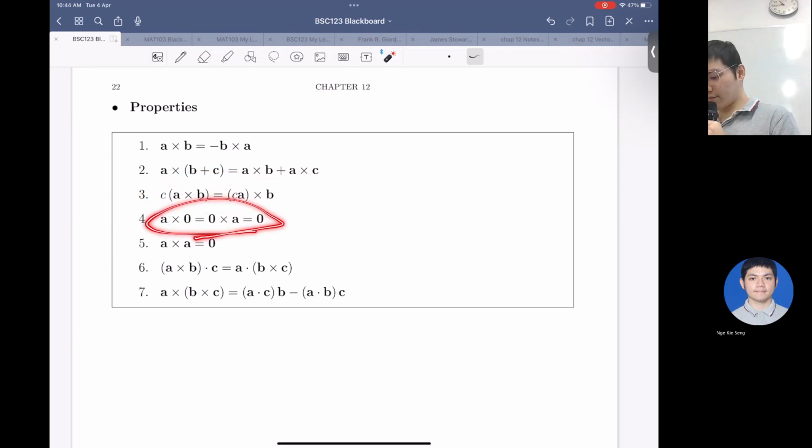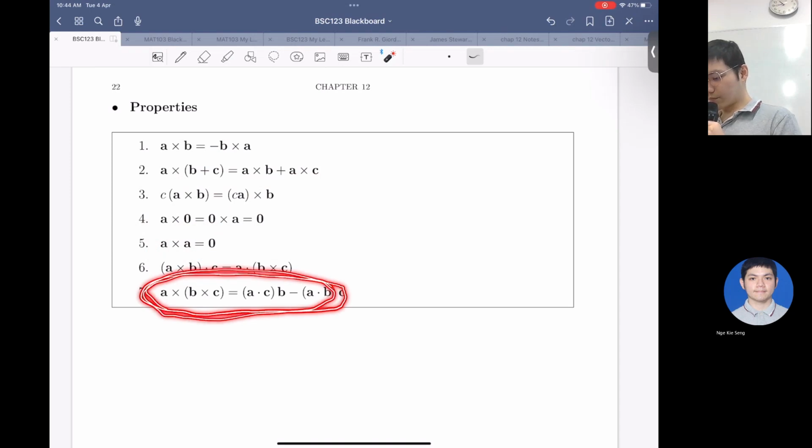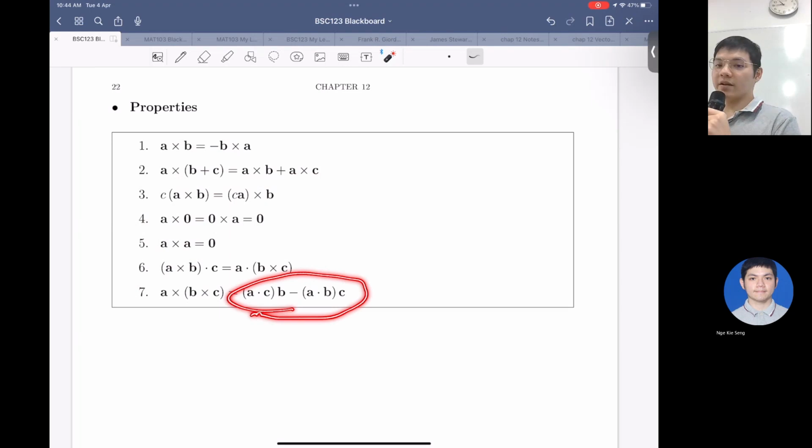Okay. This one still has multiply 0, get 0. So this is all 0 vectors. And then A cross A is 0. And then this one distributes. And then here there's also some difference. So when you do cross product of 3 vectors, they're no longer associative. They become something else. Okay.